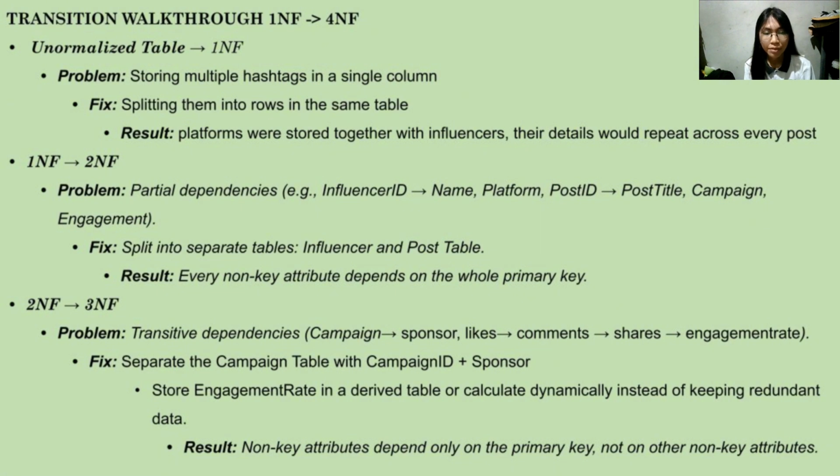2NF to 3NF. Problem: transitive dependencies, campaign sponsor, likes, comments, shares, engagement rate. To fix this, separate the campaign table with campaign ID plus its sponsor. Store engagement rate in a derived table or calculate it dynamically instead of keeping redundant data. The result would be that non-key attributes depend only on the primary key, not on other non-key attributes.